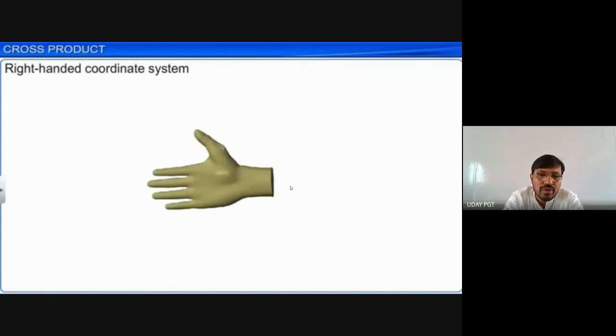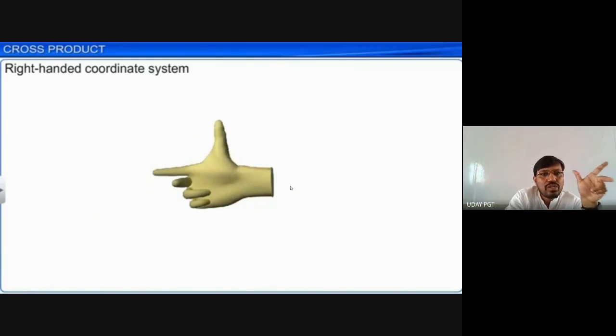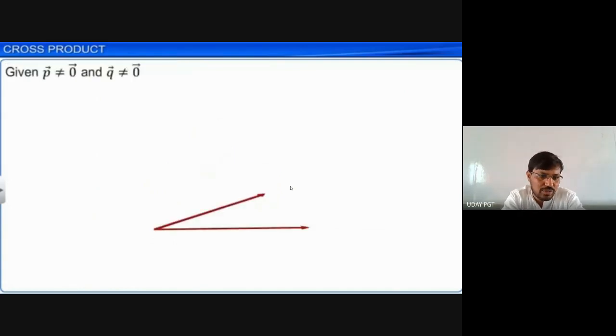So you hold your hand and take the fingers in different directions: one finger in one direction, another finger in another direction, and another finger like this. When you are holding like this, one finger shows one axis, another finger shows the other axis, and the other finger shows the third axis.